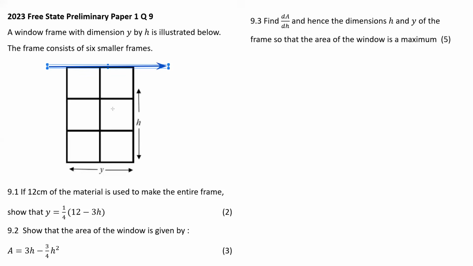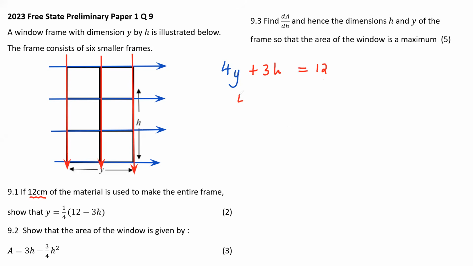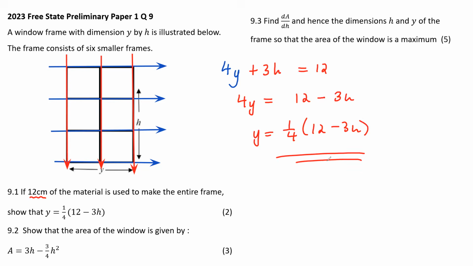There. 1, 2, 3, 4. These are Y. So 4Y. Then the other ones, the vertical ones: first vertical, second right there, then the third. So that's 3 of them, and all of them are pegging on H. So plus 3H. This window frame is made from 12 centimeters of material, which is equal to 12. Then you make Y the subject. 4Y is 12 minus 3H. Divide everything by 4, and Y is a quarter of 12 minus 3H. That's your answer. That's 9.1.